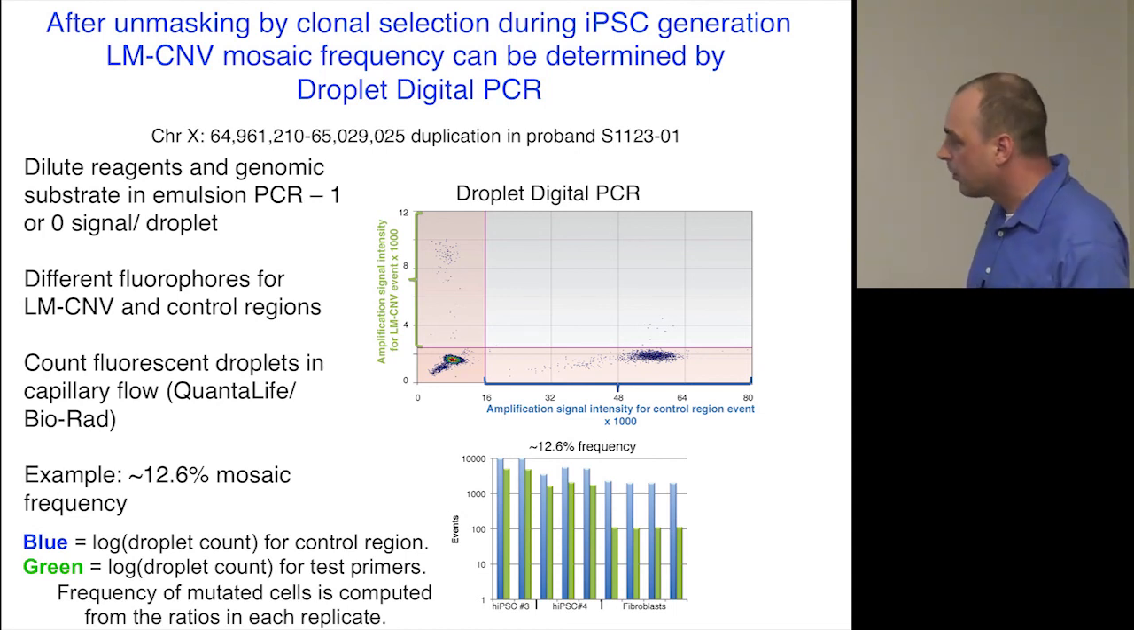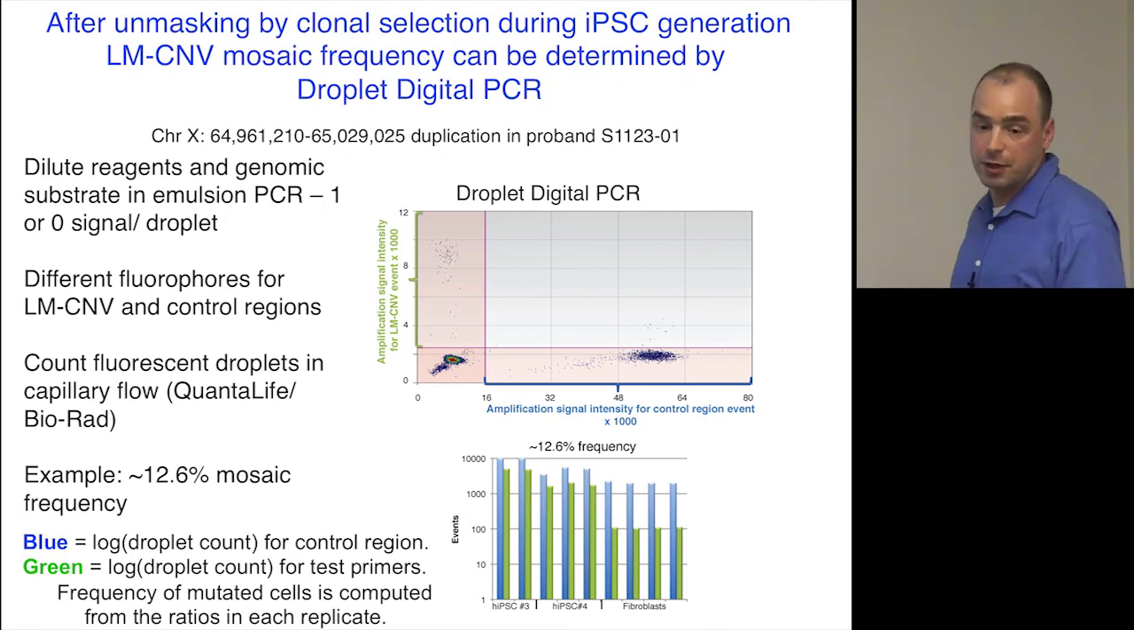and then taking that same probe to the fibroblast DNA, this is how the signal for the CNV probe drops. So it's still there, but it drops relative to the control probe. And then you compute a ratio, or ratio of ratios, and you come out with an allelic frequency, a somatic allelic frequency for your somatic variant. In this case, about 13%.